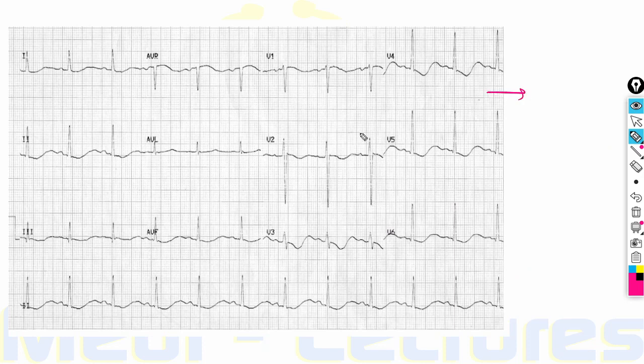In this, in the precordial leads, we can see T wave inversion and ST depression, along with prominent U waves and the prolongation of QU interval.